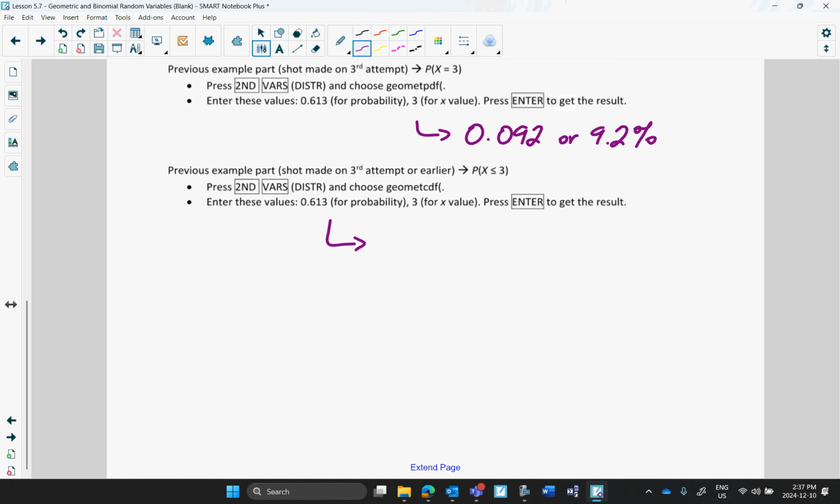So for this one, remember, everything's going to be the same, except you have to choose CDF. And you're still going to enter 0.613 for the probability of success and 3 or lower. Then you have to press enter a couple of times, and you're going to get a very high probability, 0.942 or 94.2%, which actually makes a lot of sense.